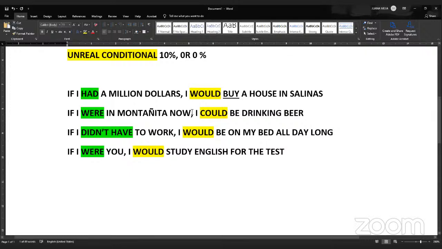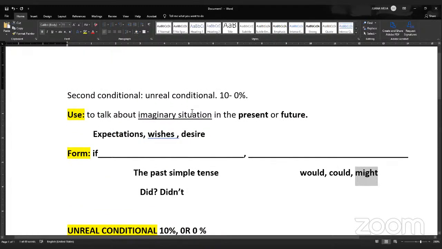Si tuviera $1 millón, compraría una casa en Salinas. Si estuviera en Montañita, podría estar bebiendo cerveza. Si no tuviera que trabajar, estaría en mi cama todo el día. Si yo fuera tú, estudiaría inglés para el examen. So this is the second conditional. Okay, this is the structure, and don't forget the use. Double check. Observar bien esto, okay? Double check on this. 10 or 0% in the present or future. Basically, is for our expectation, wishes, or desire.